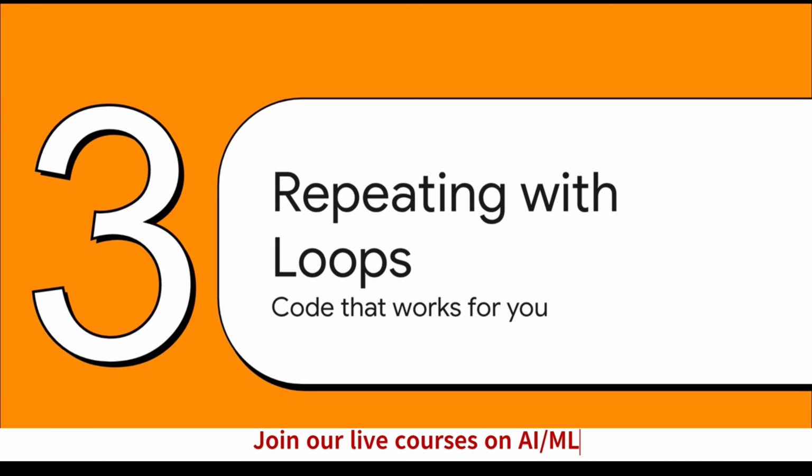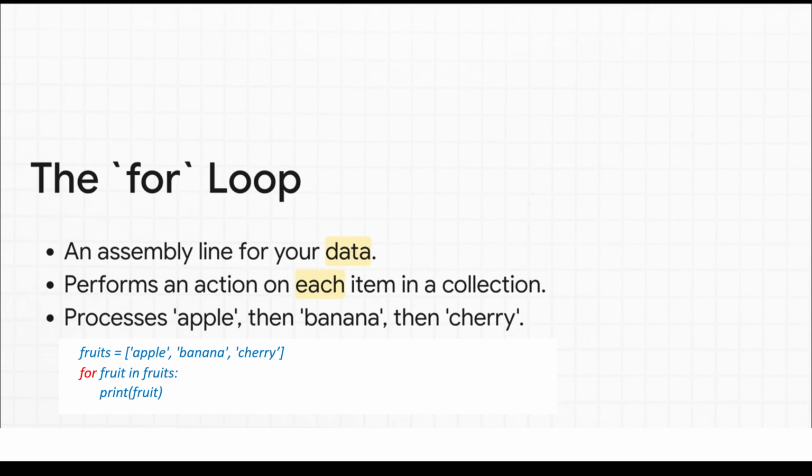All right, so our code can make decisions. That's huge. But what about when we need to do the same thing over and over and over again? You're not going to copy and paste the same line of code 100 times, right? Of course not. That's where we bring in the loops. So first up, we have the for loop. I want you to think of this as an assembly line for your data. We have this list of fruits. The for loop grabs the very first item, apple, puts it in the fruit variable, and then runs the code inside, in this case, print fruit.